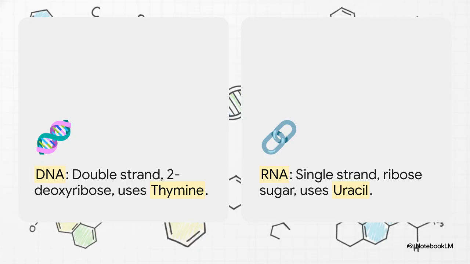There are two main types of nucleic acids controlling our biological destiny: DNA and RNA. And it's super important to note their exact chemical differences. Structurally, DNA is a double strand, while RNA is generally a single strand. Chemically, DNA uses a sugar called 2-deoxyribose, whereas RNA just uses normal ribose. Plus, while both share the bases adenine, guanine, and cytosine, DNA utilizes a fourth base called thymine. RNA actually ditches the thymine and uses a base called uracil instead.